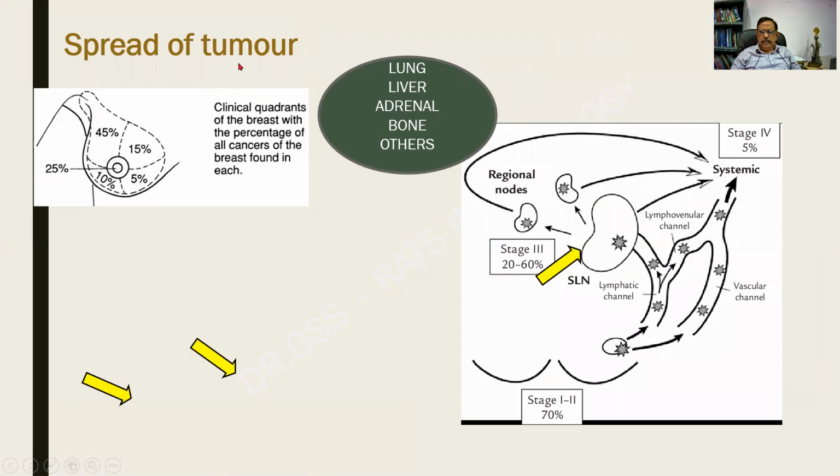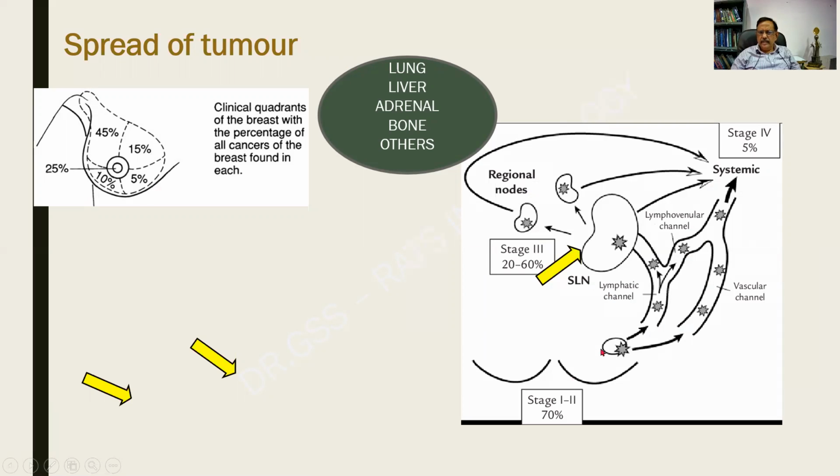The spread of tumors. Normal occurrence of the breast tumor is about 45 to 50% in the upper outer quadrant. For sake of simplicity, just remember it like this: 10, 10, 10, 50, and then 10, 10, 10, it becomes 80. Another 20% will be in the subareolar region.